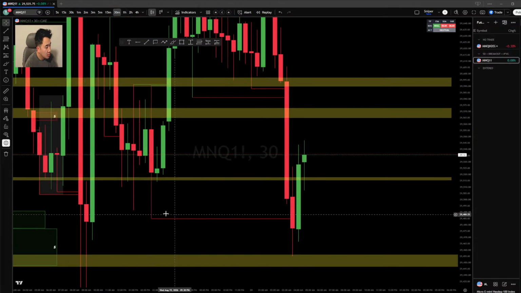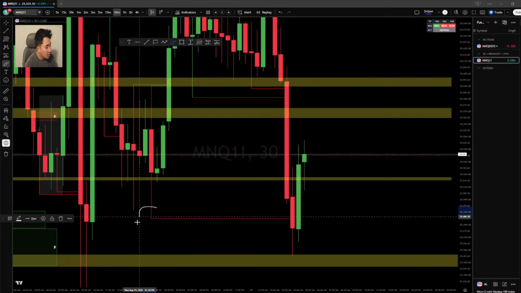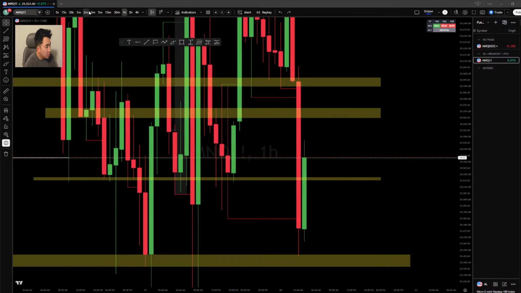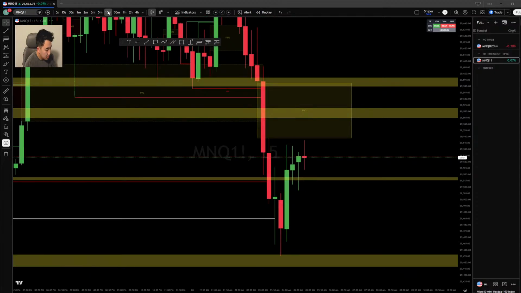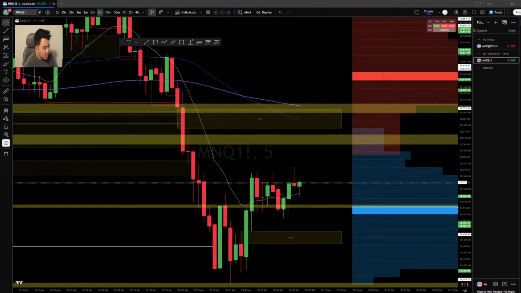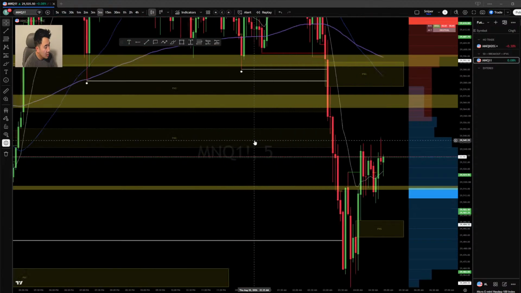30-minute break of this low here, and we want a break and close of that low. So we're bearish there. All time frames are bearish. Let's go to a 5-minute, see what we have here.